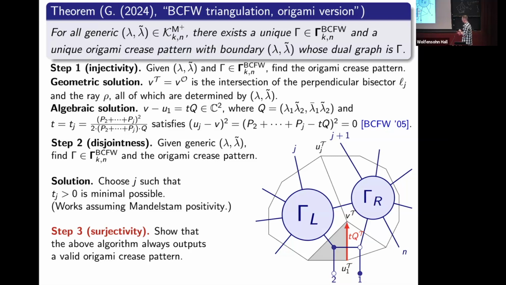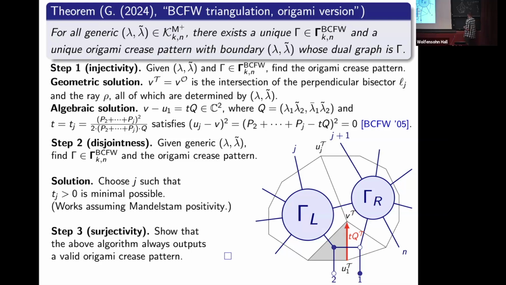And then you have to check that the entire picture is embedded in the plane. There are no weird self-intersections. Every face is a convex polygon, not self-intersecting, etc. That's a few pages of work, but basically all the steps use planar Euclidean geometry, perpendicular bisectors, and all these things. So the fact that this satisfies factorization is just that as you move things around, one of the Mandelstams becomes 0, the point moves to the boundary, and you just split the crease pattern in two.